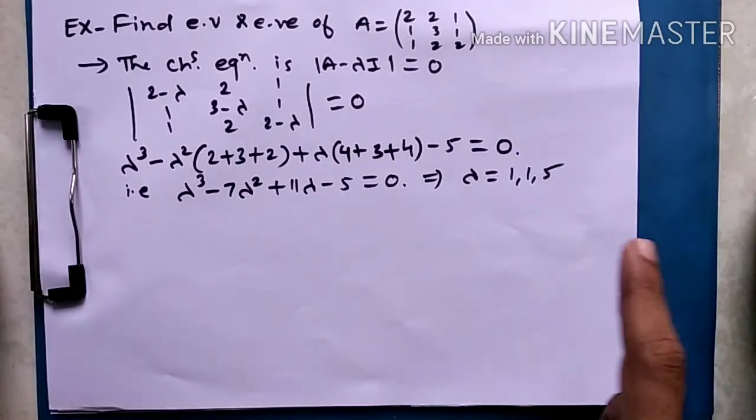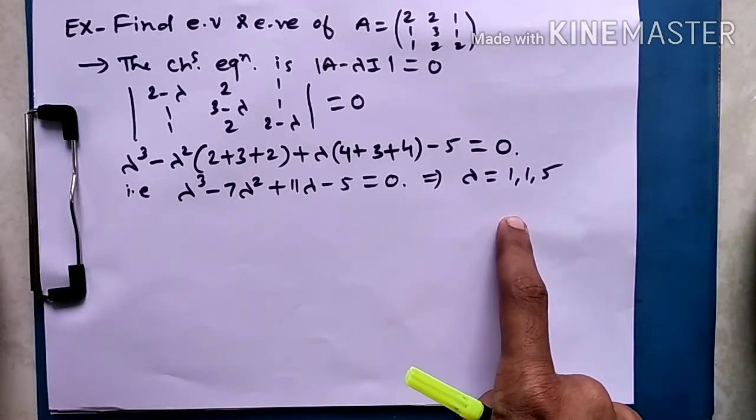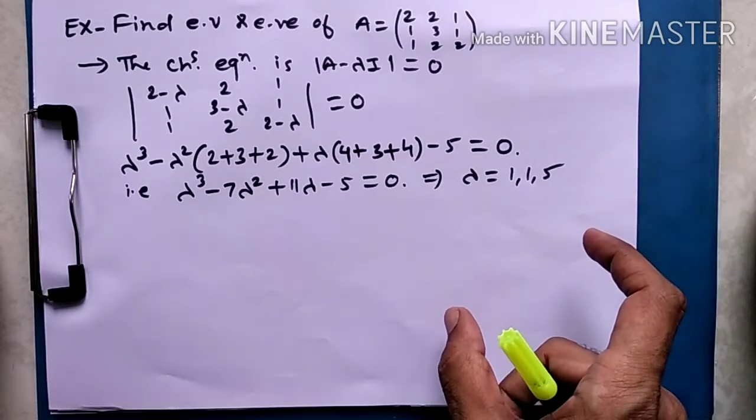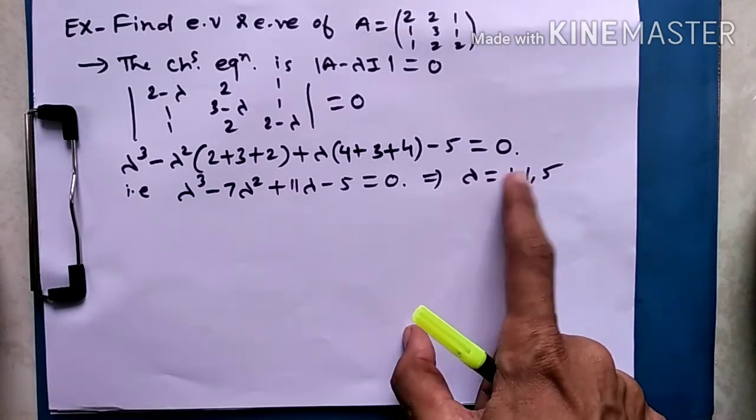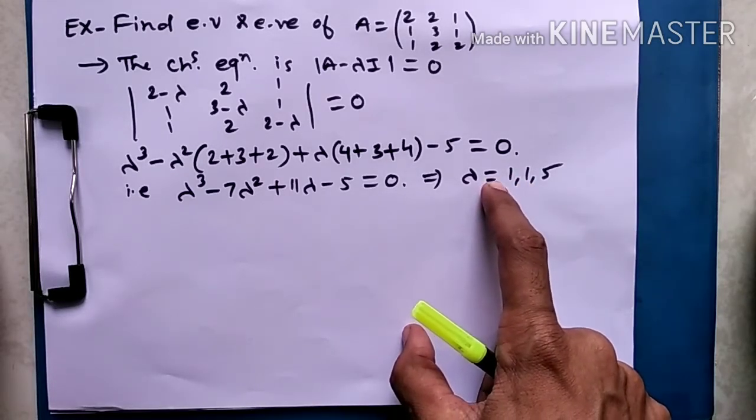Now we will discuss here how to find eigenvector in this case. If eigenvalues are distinct, it is very simple. You just see the previous problem which we just solved. But what if eigenvalues are repeating? How to find eigenvectors there?